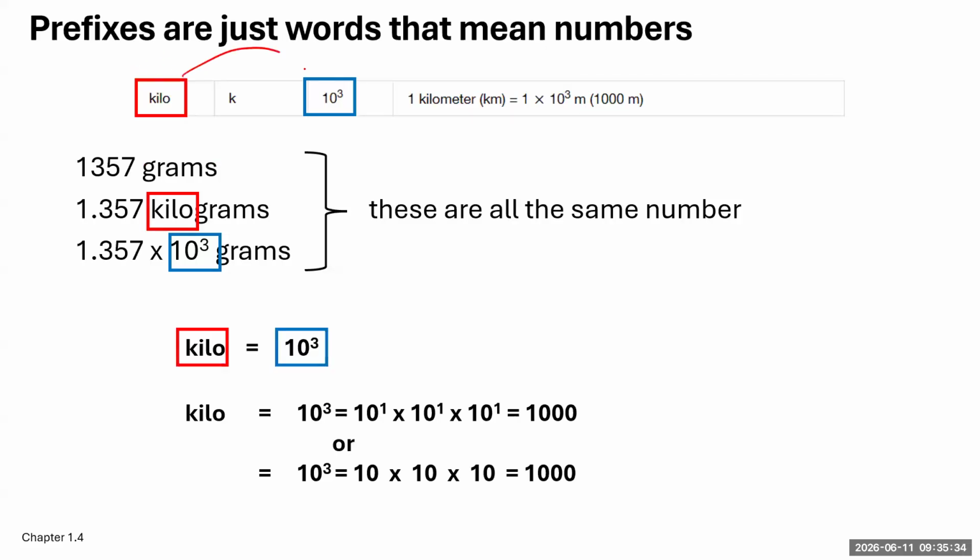Kilo means 10 to the third or 1,000 because it's 10 times 10 times 10. That equals 1,000, right? Those are all the same number. Kilo just means 10 to the third, right? That's why we could say 1.35 kilograms or 1.35 times 10 to the third grams, right? And again, 10 to the third is 10 to the 1 times 10 to the 1 times 10 to the 1, which is 1,000, or 10 times 10 times 10, which is 1,000. Because 10 to the 1 equals 10. That's why we could do either one of these.